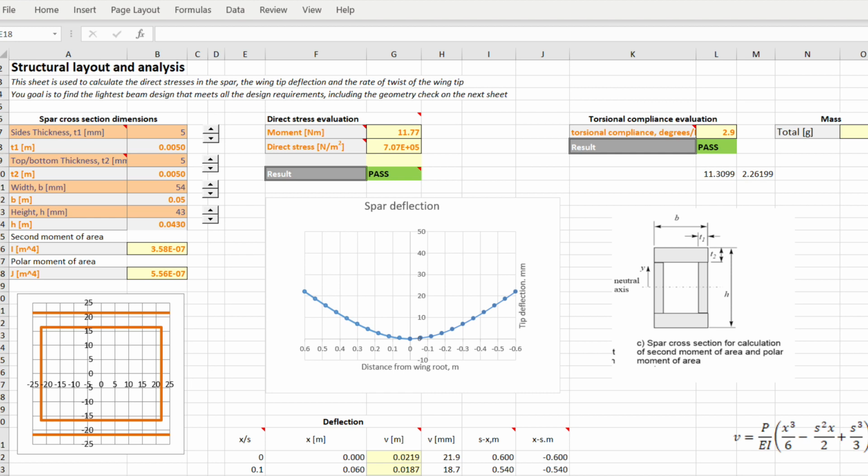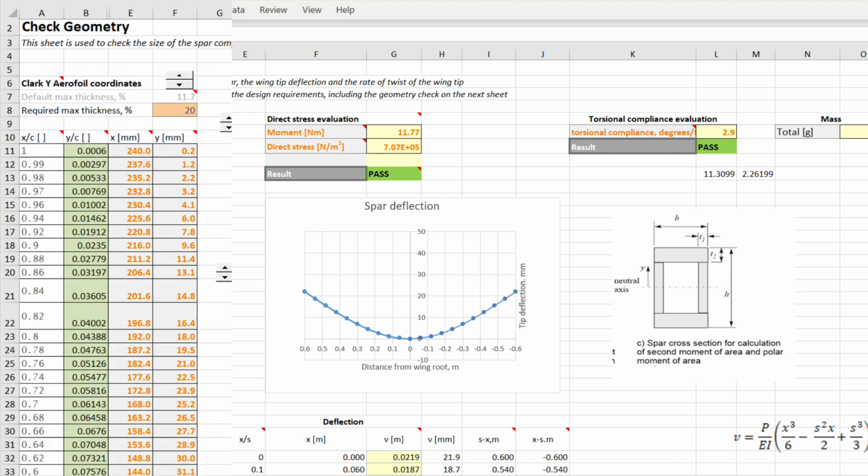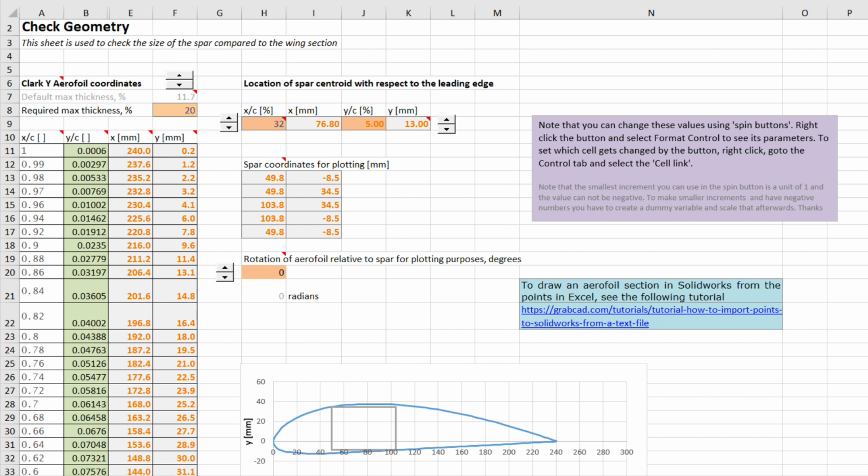The spreadsheet had been very useful to predict the performance of the possible spar design theoretically, and it helped us envision what to expect during real-life testing in the lab.